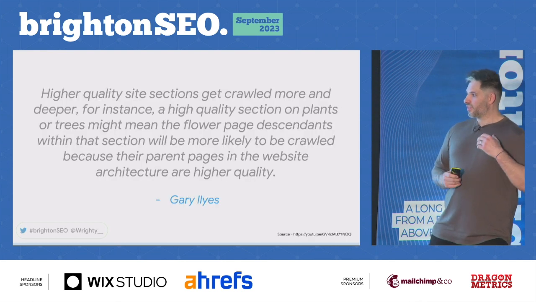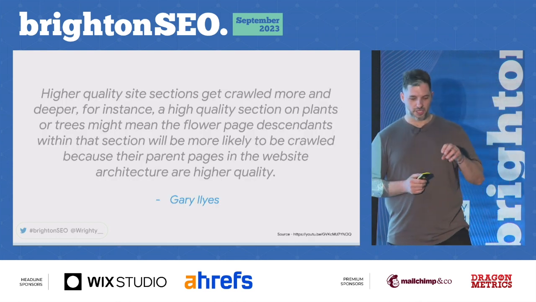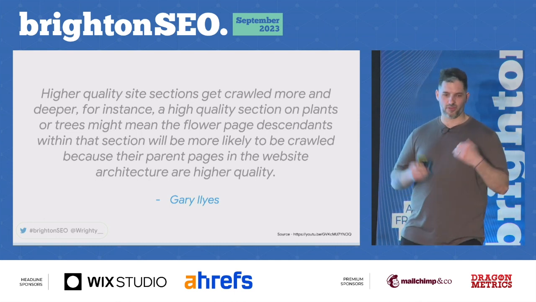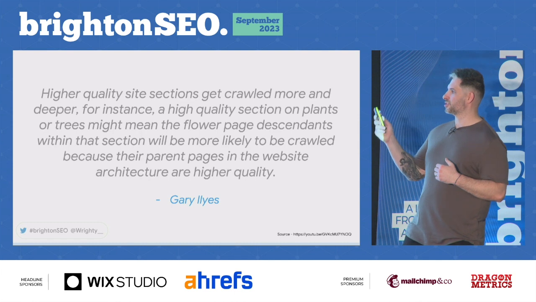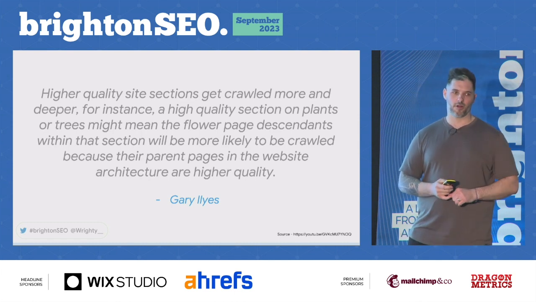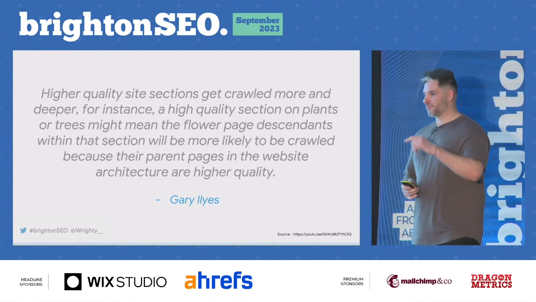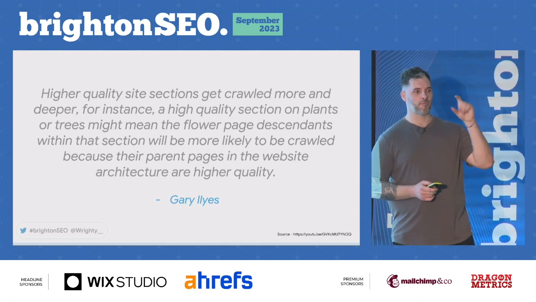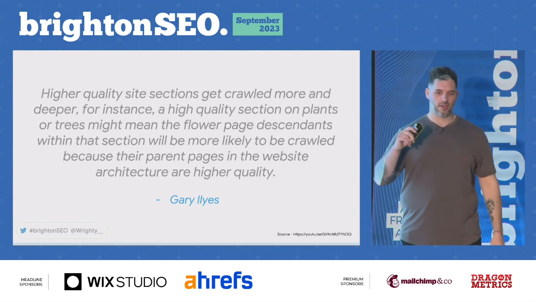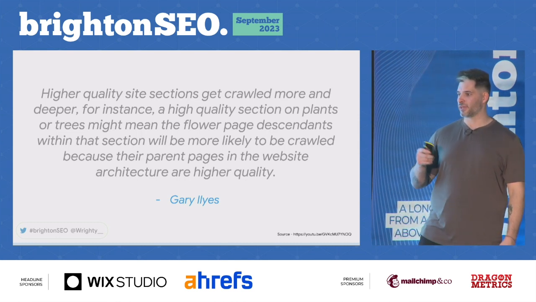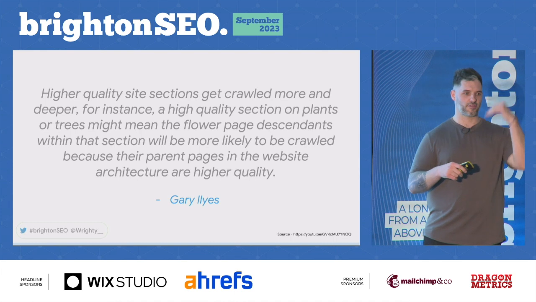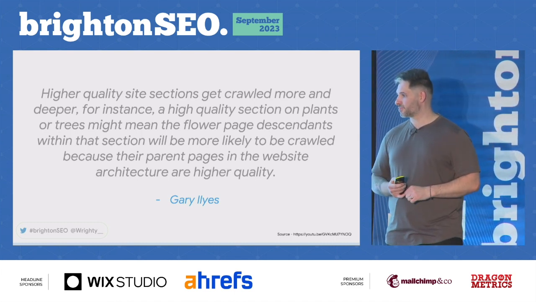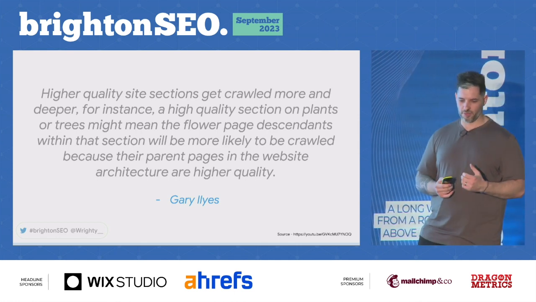But this is a really interesting quote from Gary on page importance. He says that higher quality sections in a site get crawled more, and they get crawled deeper. So if you have a parent page that's really important, you might see that the children of that parent page get crawled a lot more as well. Just to go back to that non-canonical issue, if you've got a parent non-canonical page that's being seen as more important, it might not be that the child pages are being linked to more, but that they're seen as important because of the parent they're attached to. So certain things like this can affect the crawling of your site, so it's worth bearing in mind.